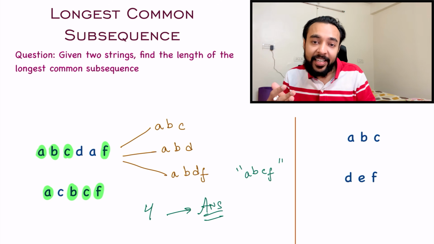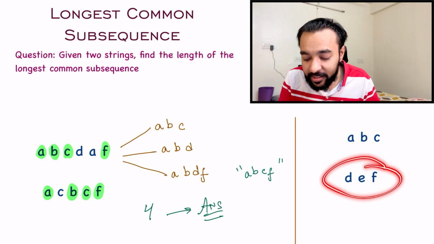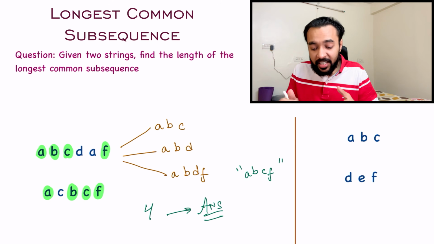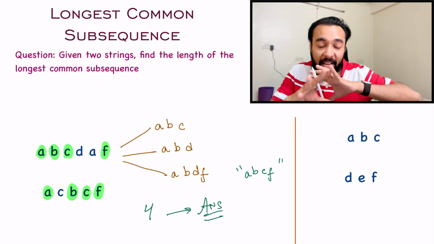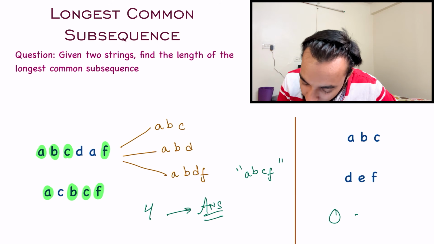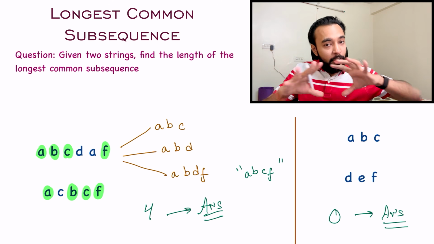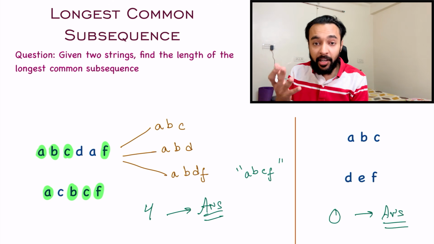Similarly, let us look at our second test case. In our second test case, my first string is ABC and the other is DEF. You notice that there are no common characters at all. So you will not be able to form any common subsequence between them. So for the second test case, 0 will be your answer. Because you cannot form any common subsequence and its length will be 0, correct?